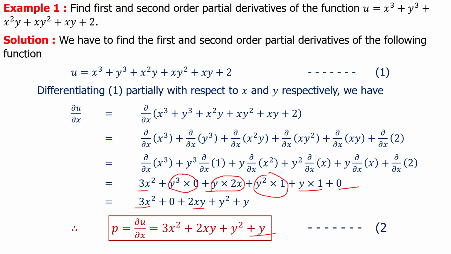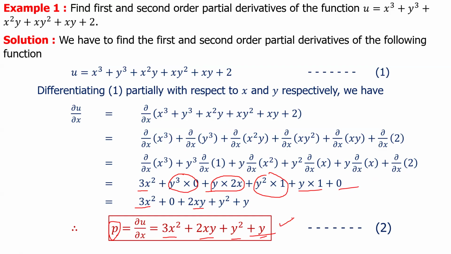This is the partial derivative of u with respect to x. This is represented by p, and its value is 3x square plus 2xy plus y square plus y. This is the partial derivative of u with respect to x.